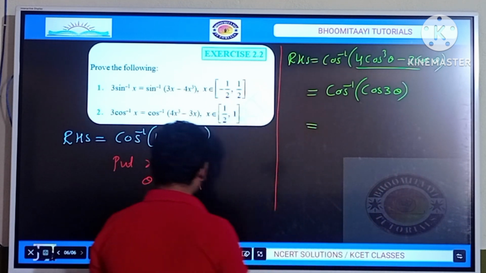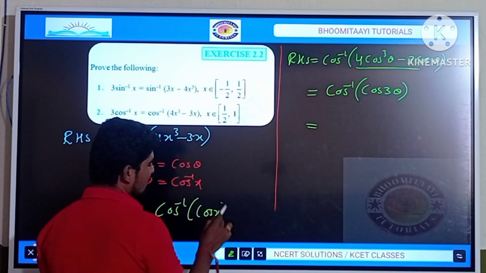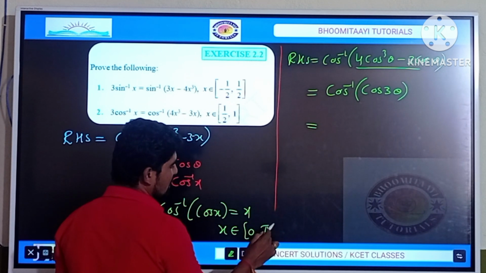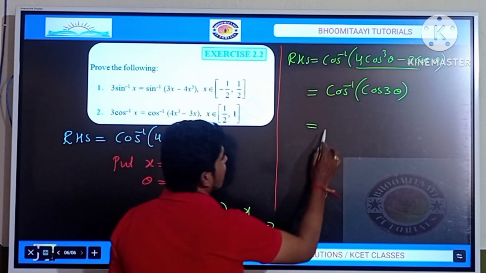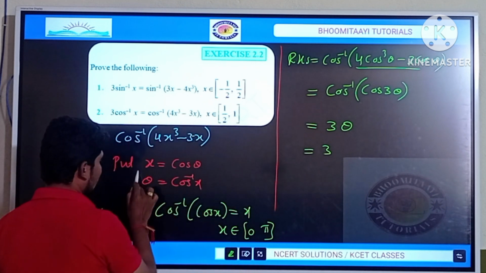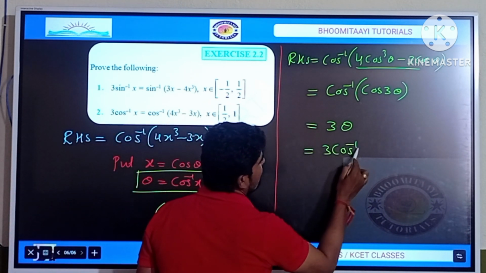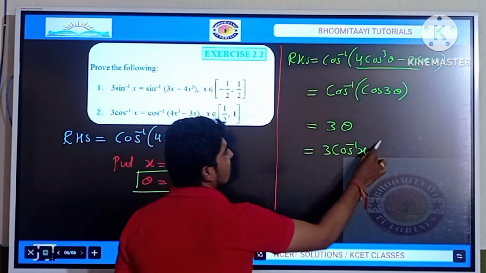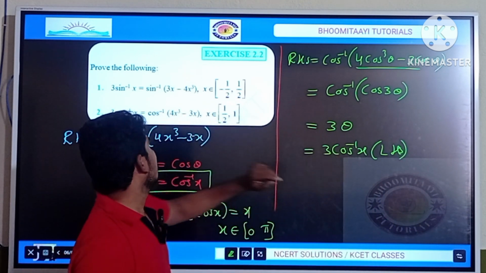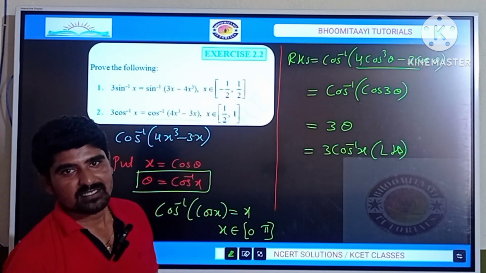And we know the property of the inverse trigonometric function: cos inverse of cos x is equal to x for x belonging to the closed interval 0 to pi. Therefore, this is equal to 3 theta, or 3 into theta, where theta is cos inverse x. And this is your LHS. So hence we proved that 3 cos inverse x is equal to cos inverse of 4x cube minus 3x.